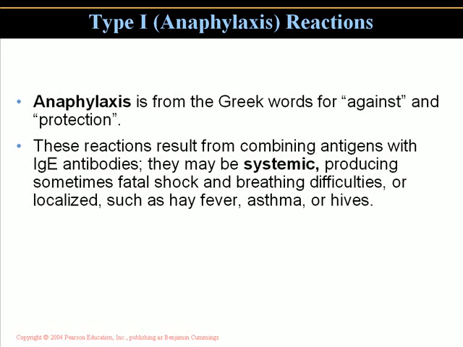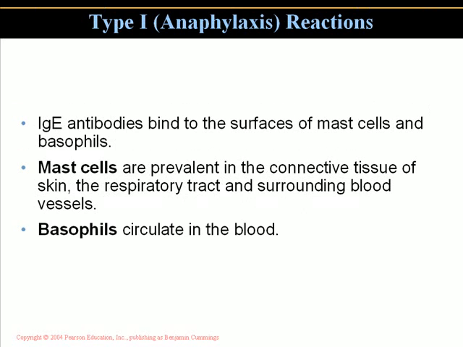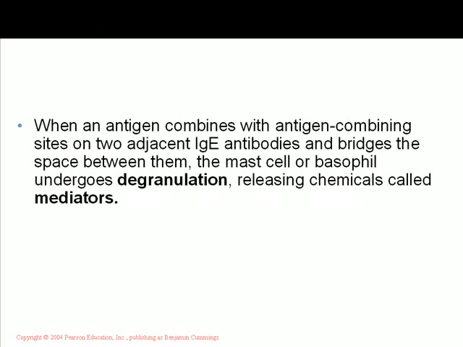These reactions result in a combining of antigens with IgE antibodies. They may be systemic, producing something fatal such as shock and breathing difficulties, or localized such as hay fever, asthma, and hives. IgE antibodies bind to the surface of mast cells and basophils. Mast cells are prevalent in the connective tissue in the skin, the respiratory tract, and surrounding blood vessels. Basophils circulate in the blood.